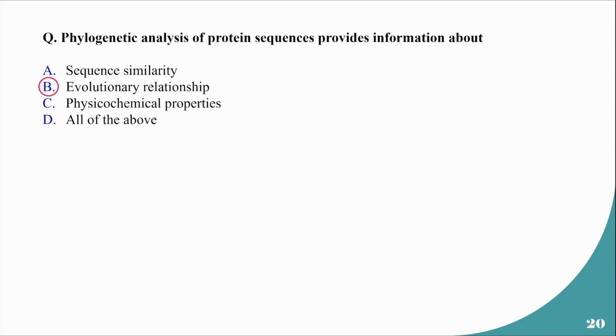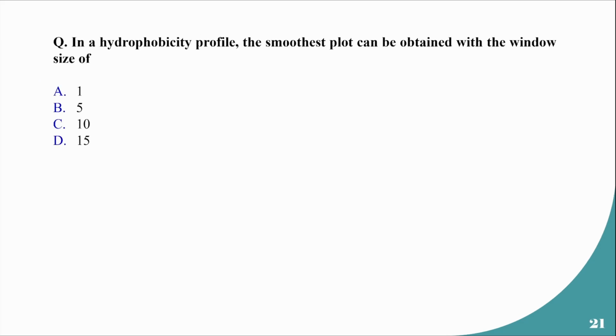We'll look at some further slides with some calculations, showing how these phylogenetic trees are derived. We'll look at some examples in the further slides. Before that, let's say you are asked for a hydrophobicity profile, what sort of window size will give you the smoothest plot? We just discussed this earlier.